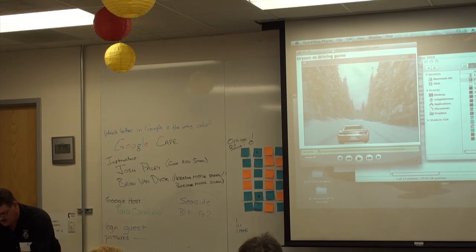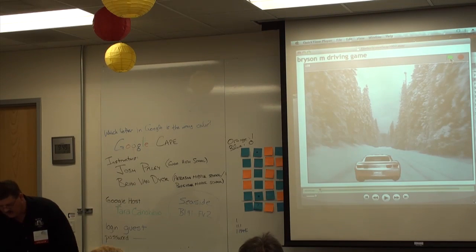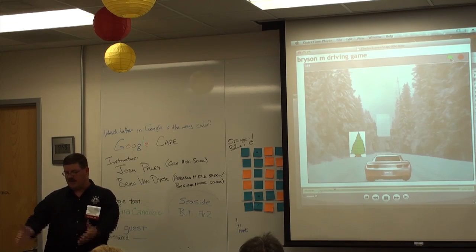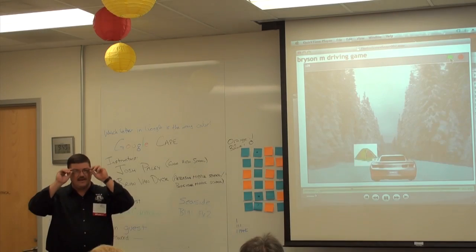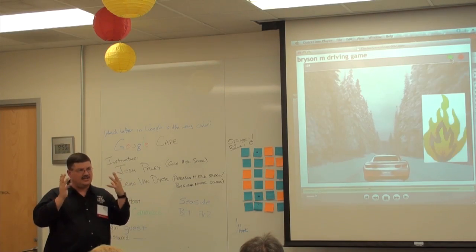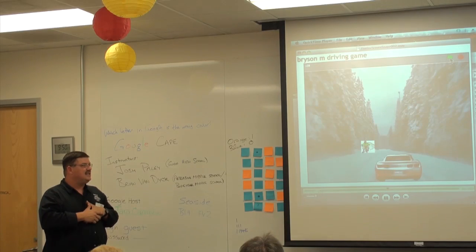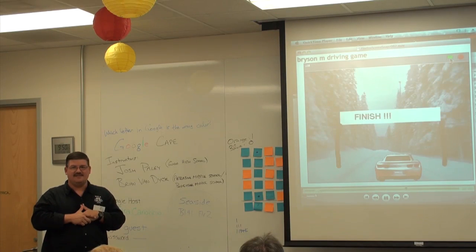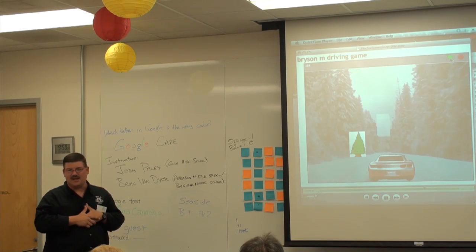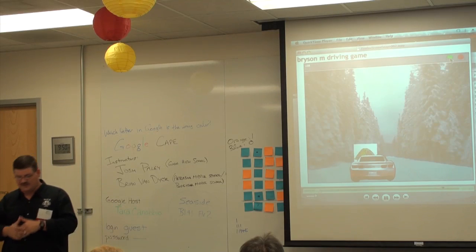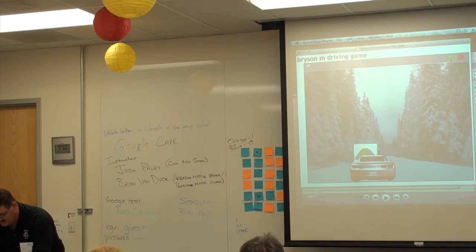This was one by a student named Bryson, and he wanted to make a car driving game where the background moved towards you. It's an animated GIF where it just changes and looks like you're driving towards it. He didn't spend a lot of time making it all nice and finished, but the idea is if you hit something, you die, and you can control the car back and forth. So he really enjoyed doing that one.